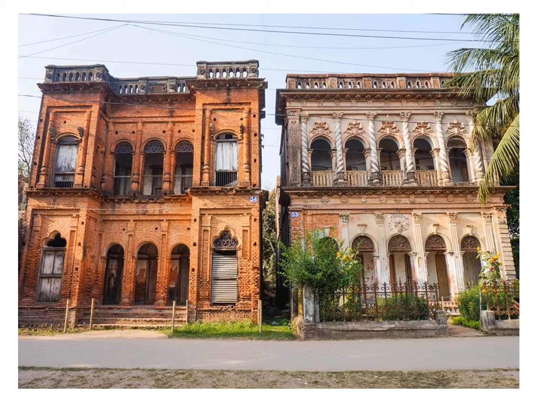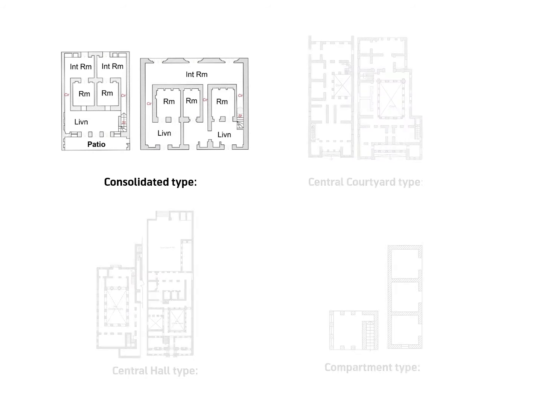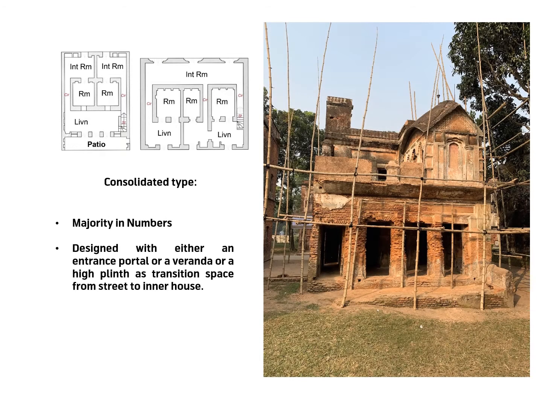As you can see, the settlement is in ruins. The historic preservation is necessary for the site. But before any preservation activity, formal analysis is also necessary. Among the four types of houses existing in Panam Nagar, I am going to analyze the consolidated type houses firstly, as they are major in numbers among the existing houses.